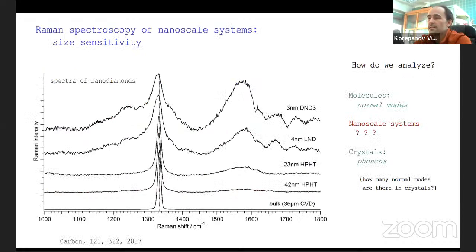About the size sensitivity, I hope you can see on this picture that the Raman spectra of nanodiamonds have a very pronounced size dependence. Here you can see bulk, 42, 23, 4, and 3 nanometers.